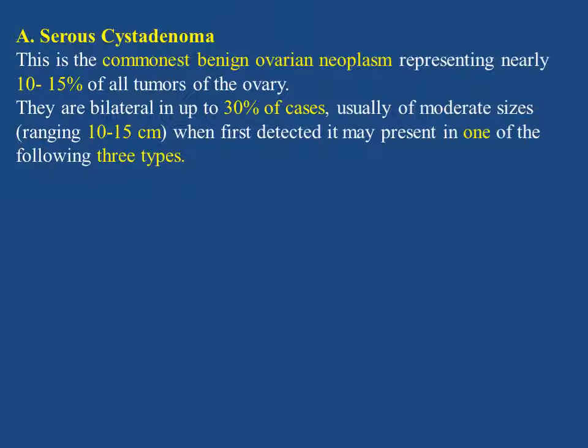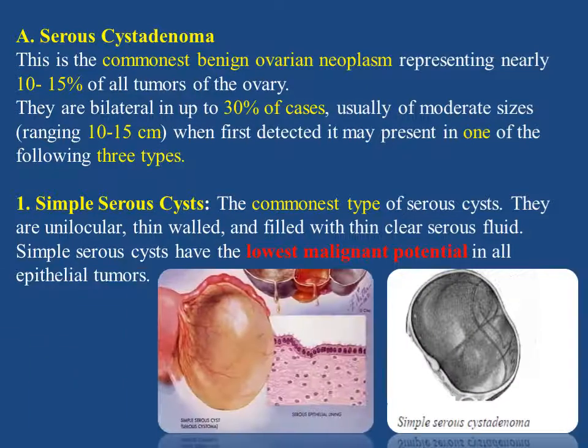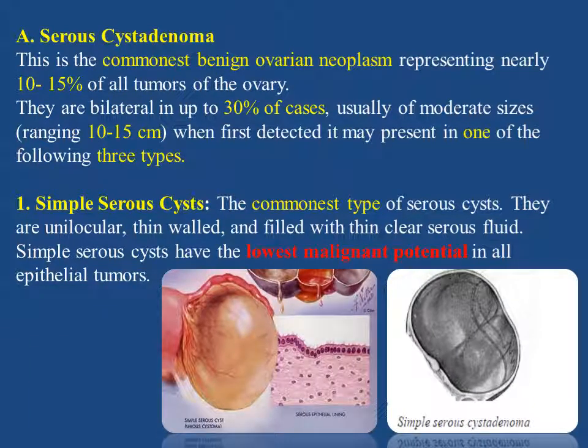They can present in one of three types. Either the simple serous cyst, which is the commonest type. They are unilocular with a thin wall and filled with thin clear serous fluid. They have the lowest malignant potential of all epithelial tumors.